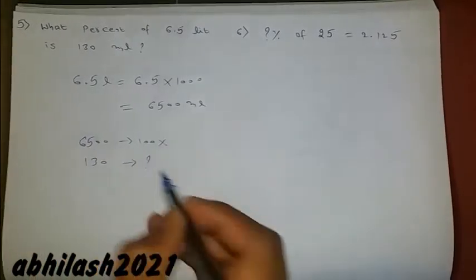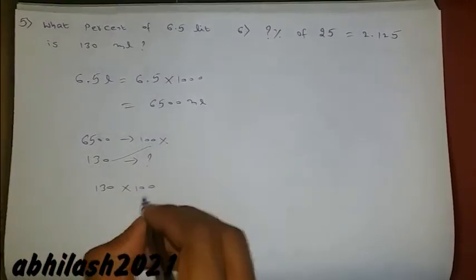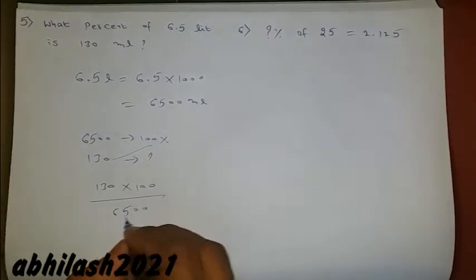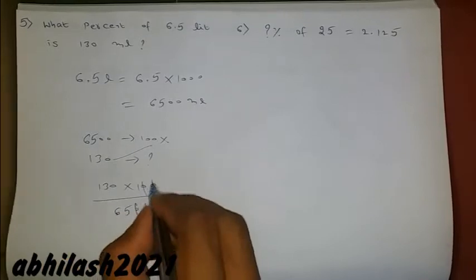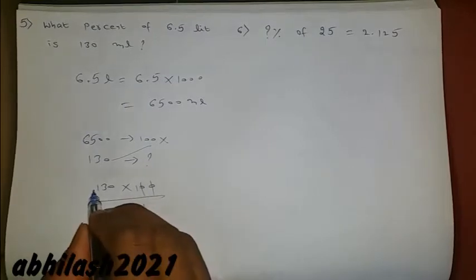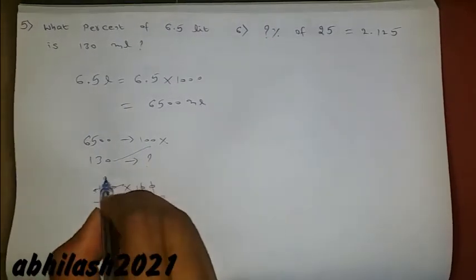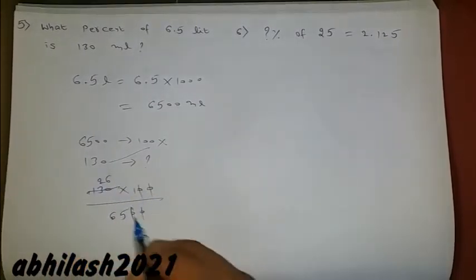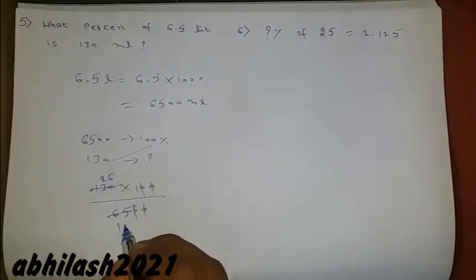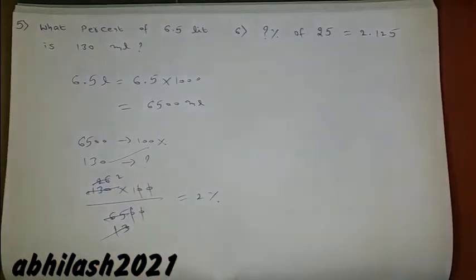Then 130 how much? If we cross multiply, we will get 130 into 100 divided by 6500. Two zeros cancel. Next, 5 2s are 10, 5 26s are 130, 5 13s are 65, 13 1s are 13, 13 2s are 26. So the answer is 2 percentage.